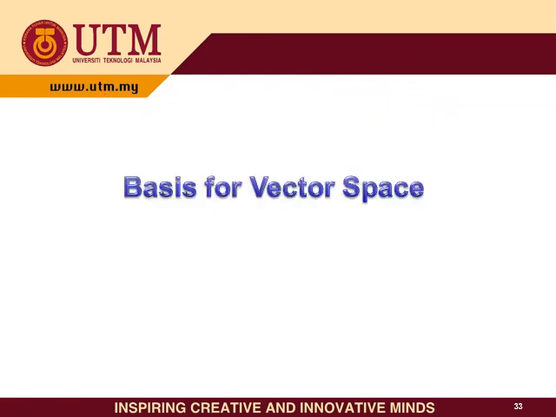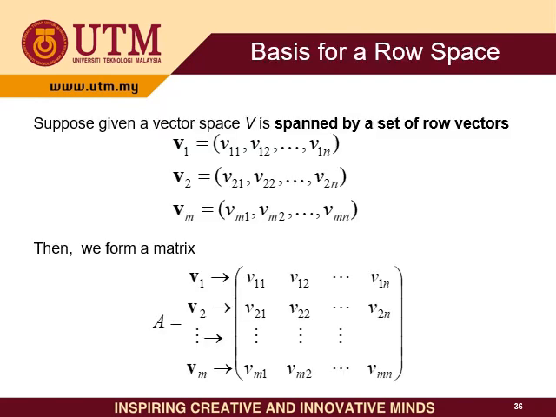Now we come to the part where we want to find the basis for our vector space. How to find it? We will start with the basis for a row space, then we will cover the basis for our column space. Now, suppose you are given a vector space V which is spanned by a set of row vectors. We have, let's say here, V1, V2 until Vm, a set of row vectors.